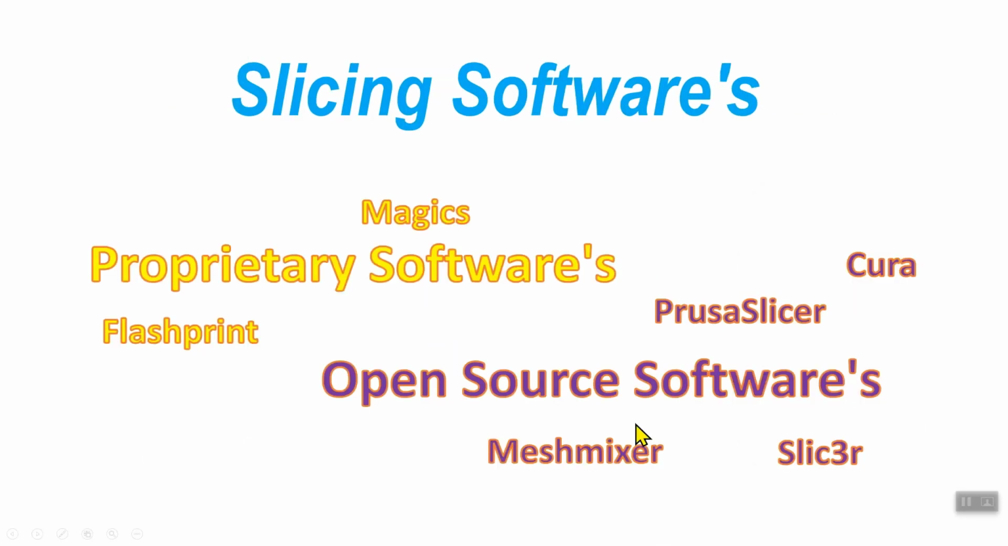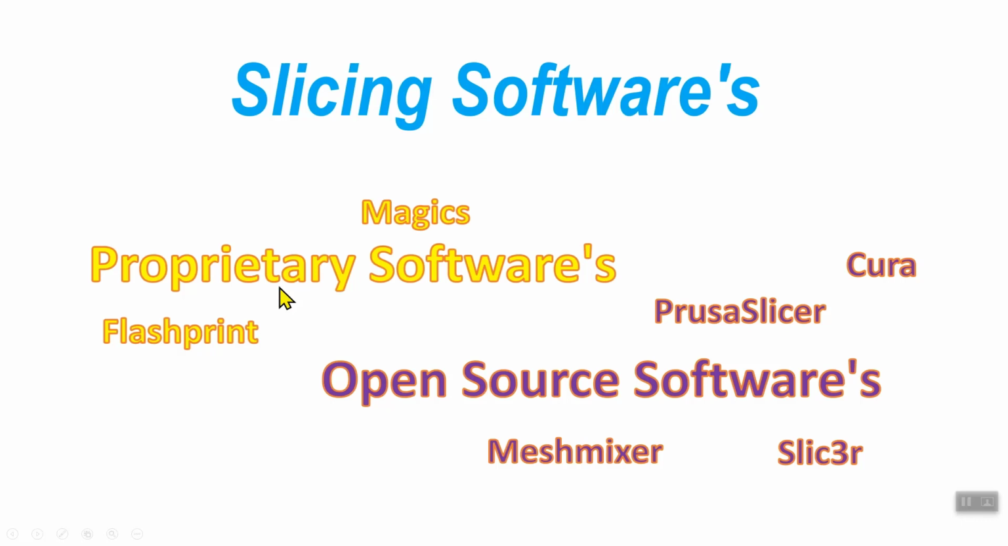So what are the slicing software? If I name them, you can see Magics, FlashPrint, Cura, PrusaSlicer, Slic3r, Meshmixer, like this. Many more slicing software are there. If you categorize them, they come under two umbrellas: one is proprietary software and the second is open source software. So what is the major difference between these two?